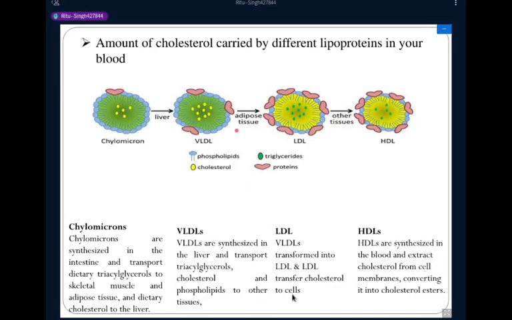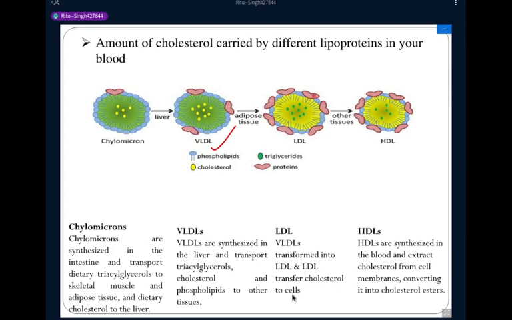Now we continue this lipoprotein. So, the amount of cholesterol carried by different lipoproteins in your blood is divided into 5 types. First is chylomicron. Second is VLDL, which means very low density lipoprotein.